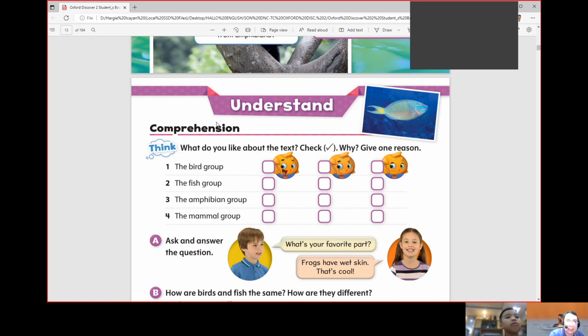Okay, now let's move on. What do you like about the text? You have to check if it is a smiley face, or sad, or angry. Not sad, look again. This one is angry, and this one is sad. So if that would be the case, what do you think? Did you like the bird group? Yes or no? The third one. Did you like the bird group?